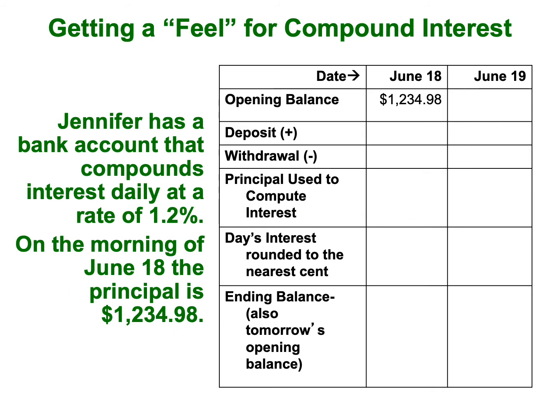Let's take a look at getting a feel for compound interest, because before there's a formula, students have to intrinsically understand what it is, and the expression getting interest on your interest doesn't really explain it. Let's take a look at Jennifer, who has a bank account that compounds interest daily at a rate of 1.2%. On the morning of June 18th, the principal is $1,234.98, and there it is entered in the calendar.